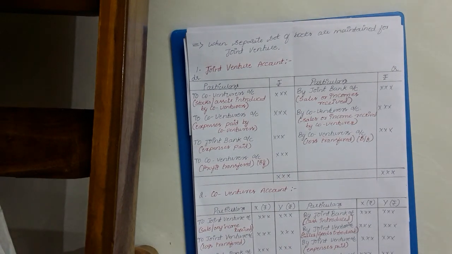So welcome back students. In the last video I explained the introduction to joint venture: what a joint venture is, the definition of joint ventures, the differences between joint venture, partnership and consignment, and also the accounting treatments, how to prepare the journal entries and how to prepare ledger accounts when separate books are maintained by the co-venturers.